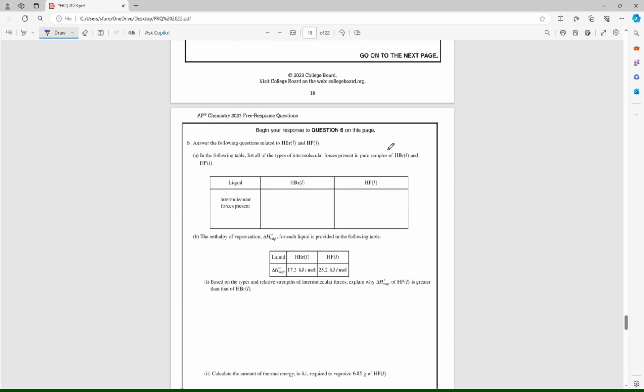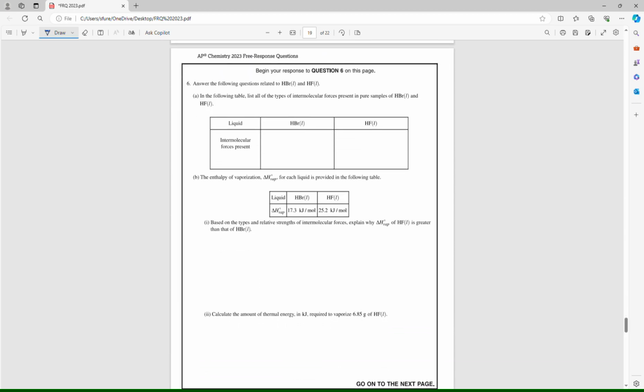So you justify by just saying it's got the closest Ka. It's the only one with the Ka less than 1. All right. List the types of IMFs present in pure samples of HBr and HF.